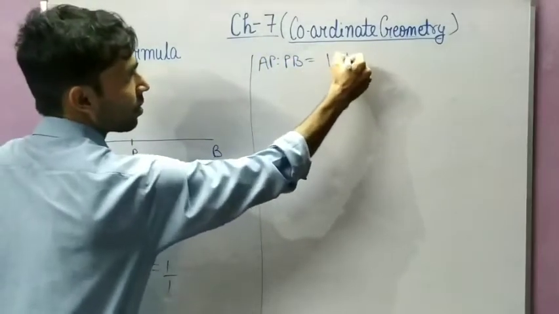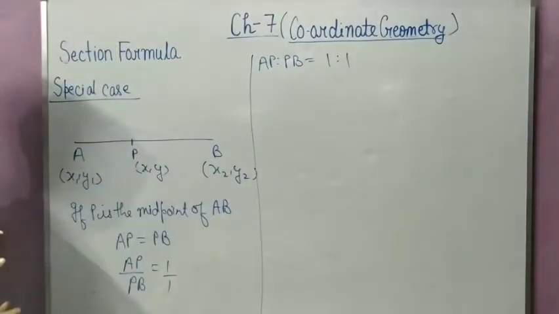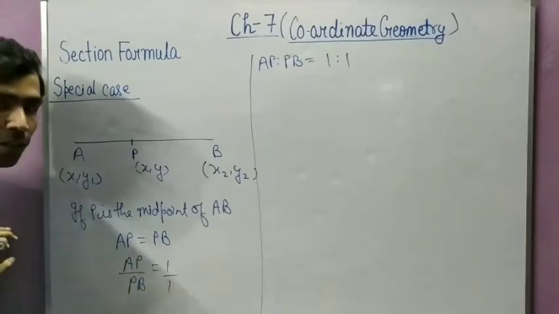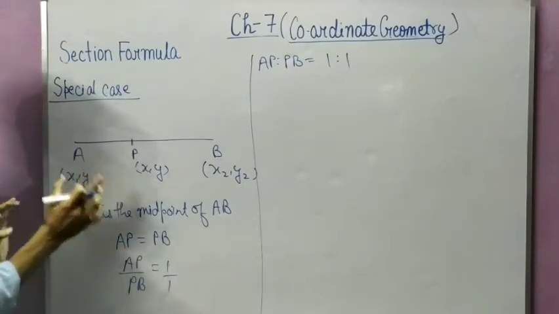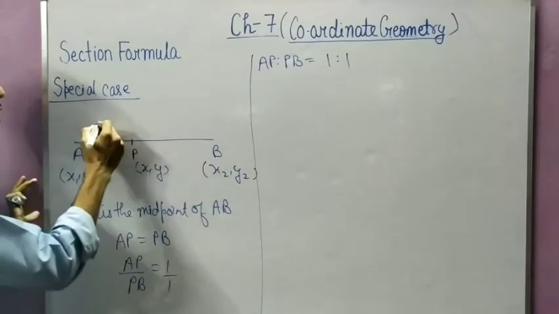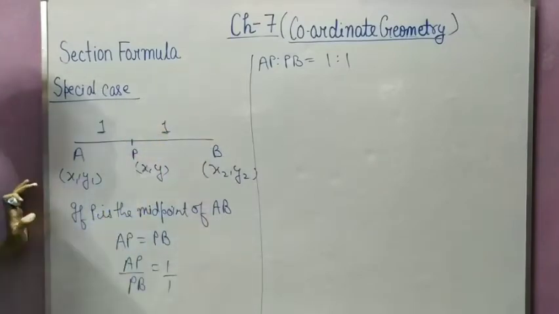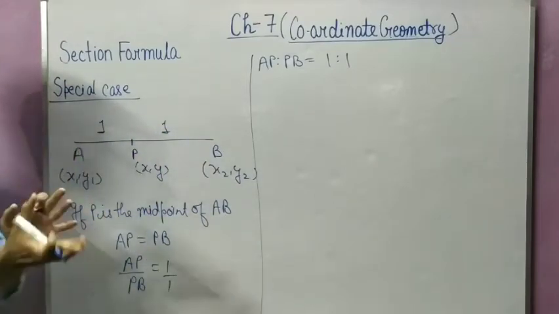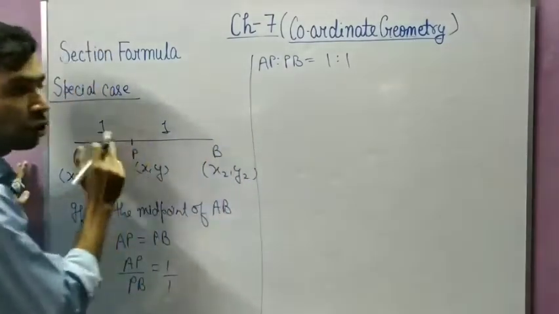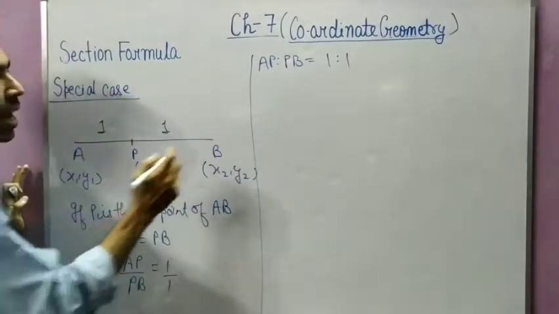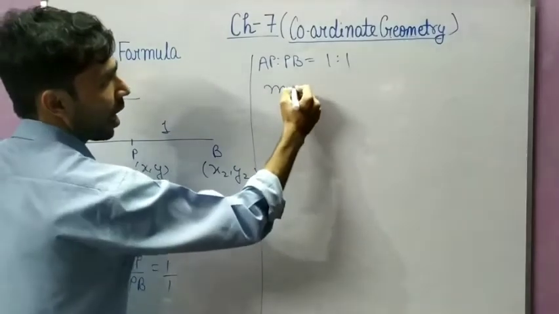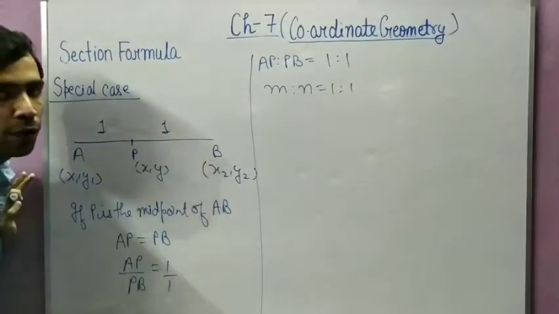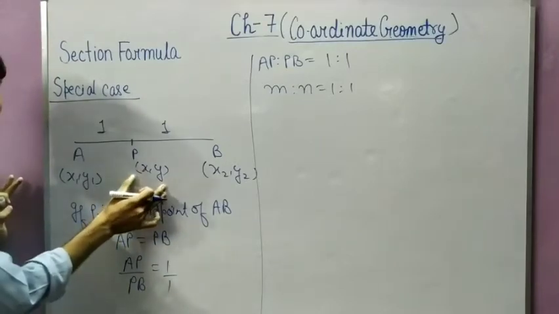1 ratio 1. Because AP is equal to PB, AP upon PB will be 1 upon 1. So the ratio of AP and PB will be 1 ratio 1. So see student, in place of M, because in the starting we know the ratio was M ratio N, here M ratio N is 1 ratio 1. Means M is 1 and N is also 1.